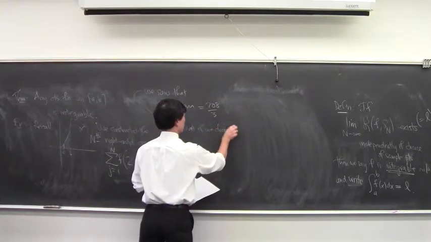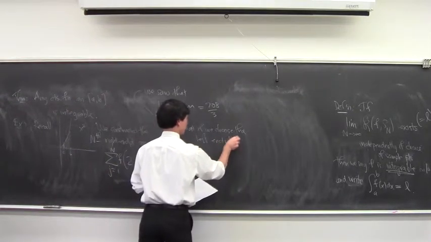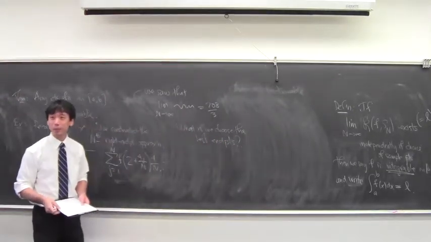What if we choose the left endpoints? Suppose we make the left endpoint approximation.